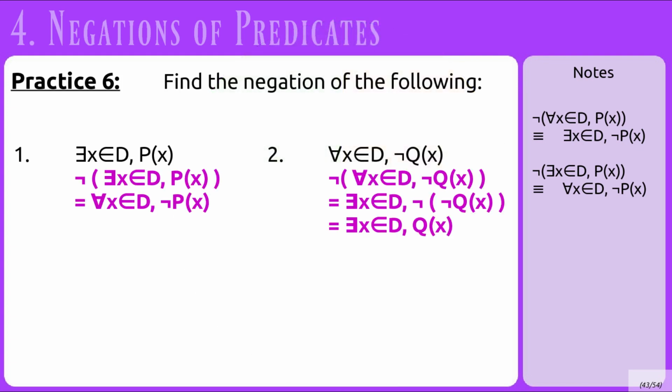The negation of there exists some x in D such that p of x is for all x in D, not p of x. And the negation of for all x in D, not q of x will end up being there exists some x in D, q of x. So a double negation here, not q of x, and then not q of x, ends up just being q of x.